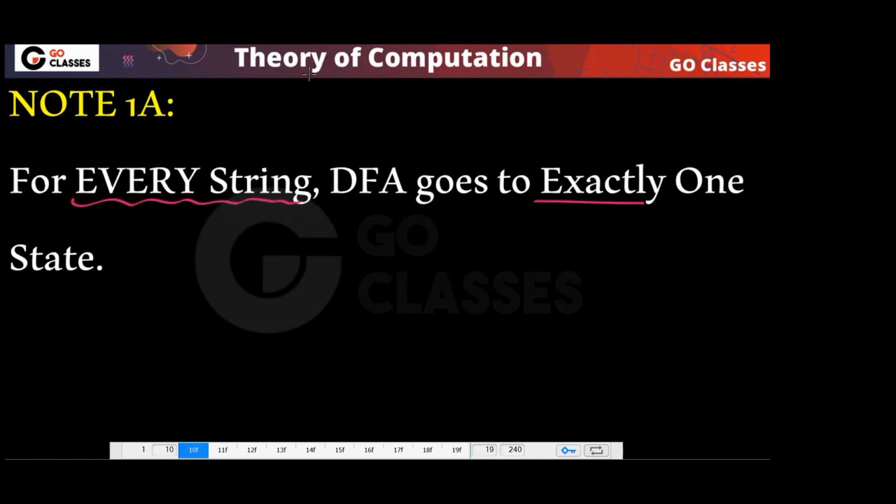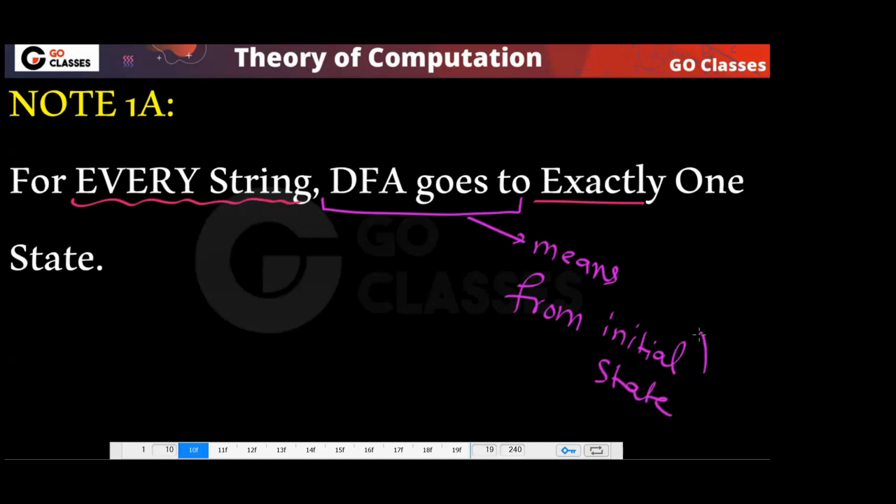So when I say DFA goes to exactly one state, what does it mean? From where? From the initial state. When I say DFA goes to, it means from the initial state. Correct? So it simply means from the initial state.